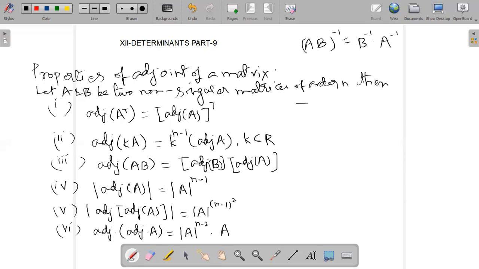Now the next topic is inverse of a matrix. How to find the inverse of a matrix. First we have seen in the matrices how to find the inverse of the matrix by using the elementary transformation. Now inverse of a matrix we can find out by using determinant. Inverse is a square matrix.